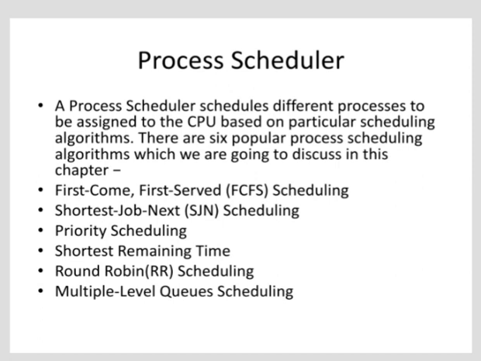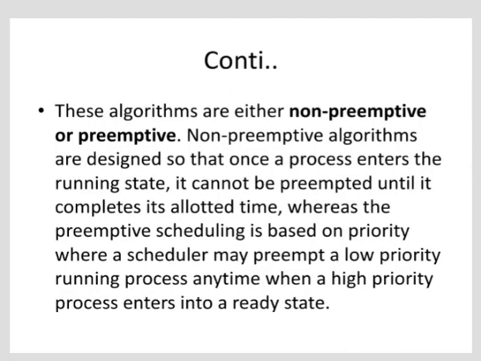The first one is the first come first serve. These algorithms are either non-preemptive or preemptive. The non-preemptive algorithms are designed so that once a process enters the running state, it cannot be preempted until it completes its allocated time. Whereas the preemptive scheduling is based on the priority, where a scheduler may preempt a low priority running process any time when a high priority process enters into a ready state.